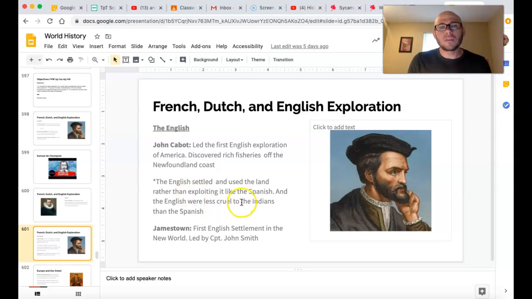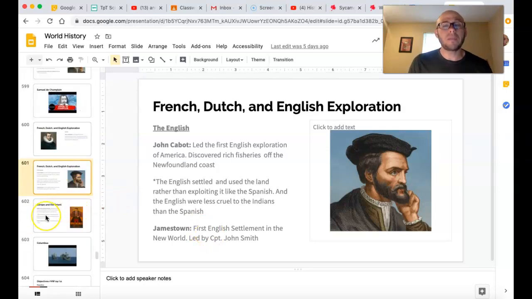Another thing that's worth noting too is that the English were less cruel to the Indians. Now, don't get me wrong, the English had their bad moments with the Indians too, but they were definitely less cruel than the Spanish. Okay, Jamestown, this was the first English settlement in the New World, and this was led by Captain John Smith. That was early 1600s, I believe, 1608. Not the first settlement, but the first English settlement.